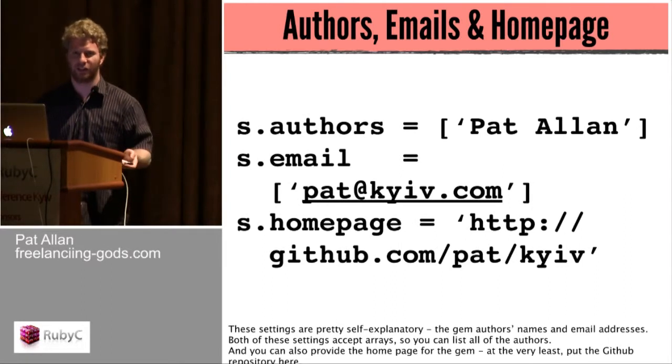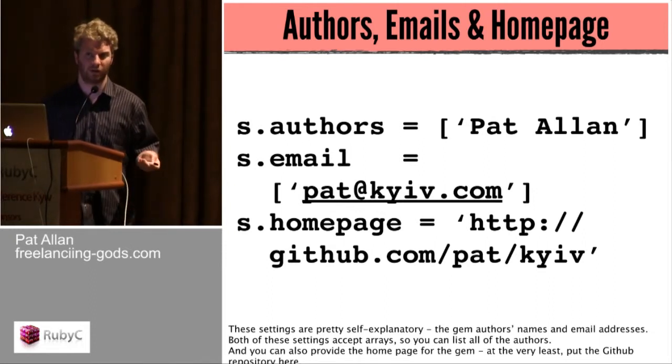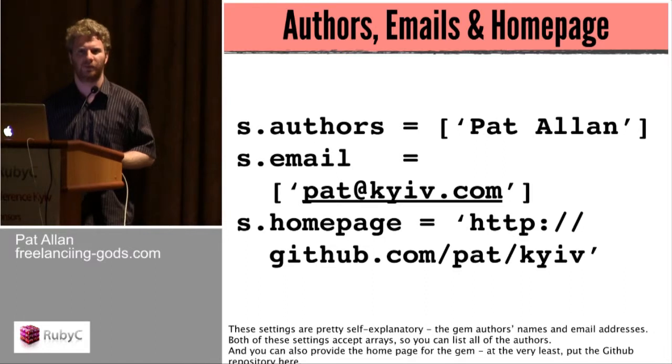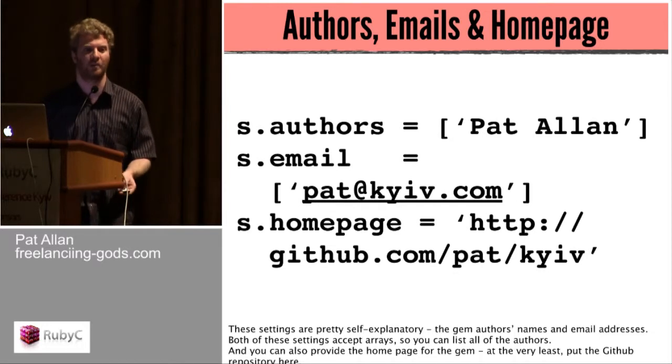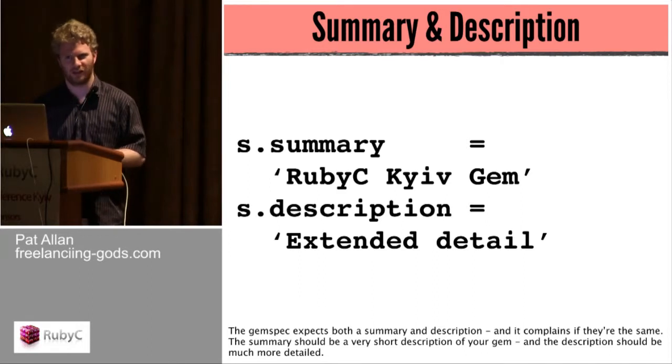Author, email, homepage, these are pretty self-explanatory. I don't need to tell you too much about these settings. It's worth noting that both authors and email take arrays, so you can credit each of the people working on the gem, because sometimes it's more than one person. And if you don't have a specific homepage for your gem, and most gems don't, then make sure you put at least the GitHub repository URL in there instead, just so people can go somewhere to find out more information. Now there's summary and then there's description, and they are not the same thing, although they are quite similar.